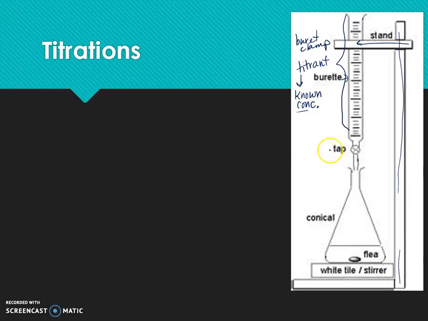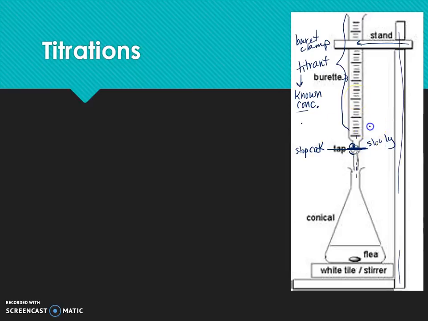Then here on the burette you have what we call a stopcock. The stopcock is just a lever, pretty much, and you turn it either way, and when you turn it, it opens up a teeny tiny hole that allows the titrant to come through. And you want to turn it slowly.